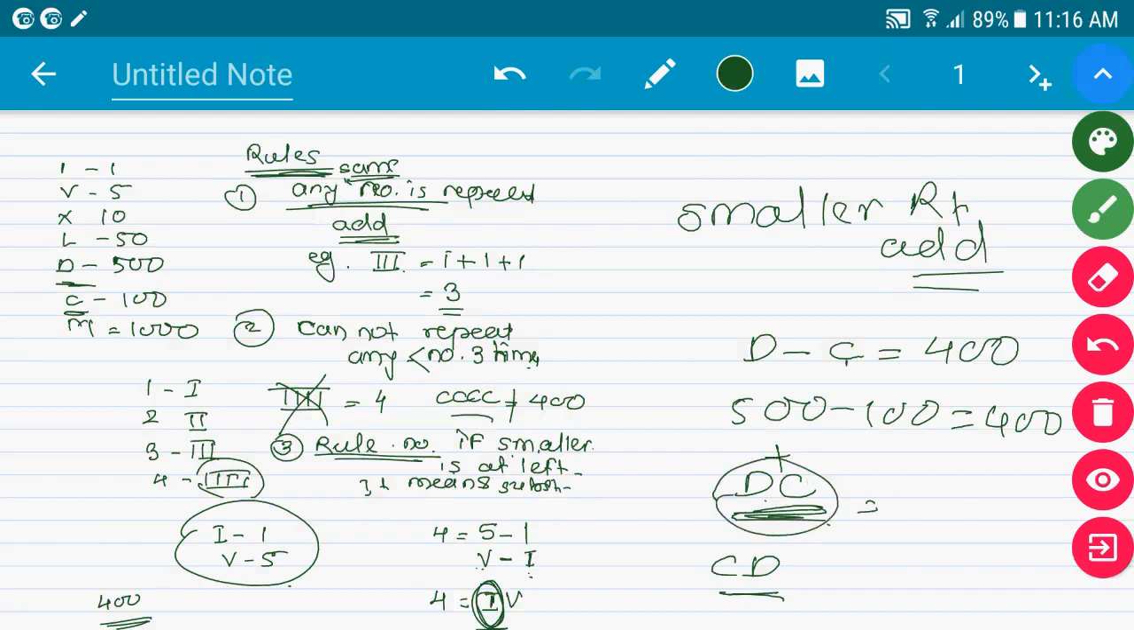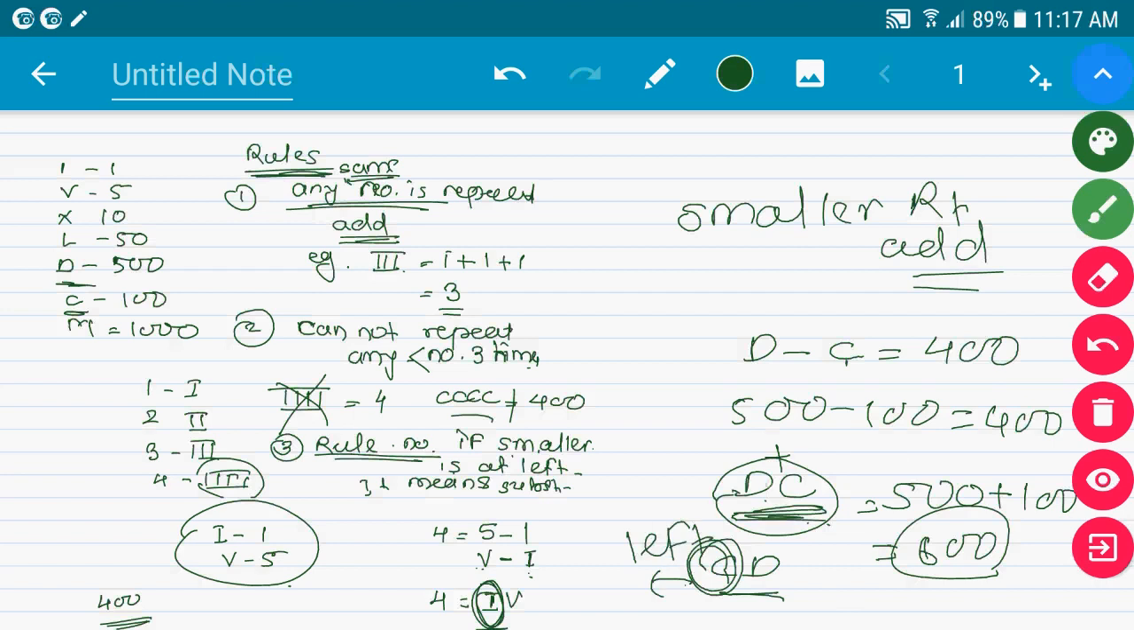DC represents what? 500 plus 100 means 600, which is denoted by DC. So DC means 600 but CD means 400. Means when the smaller number is at the left, we have to subtract, and if the smaller number is at the right, we have to add. This is our rule number 4.